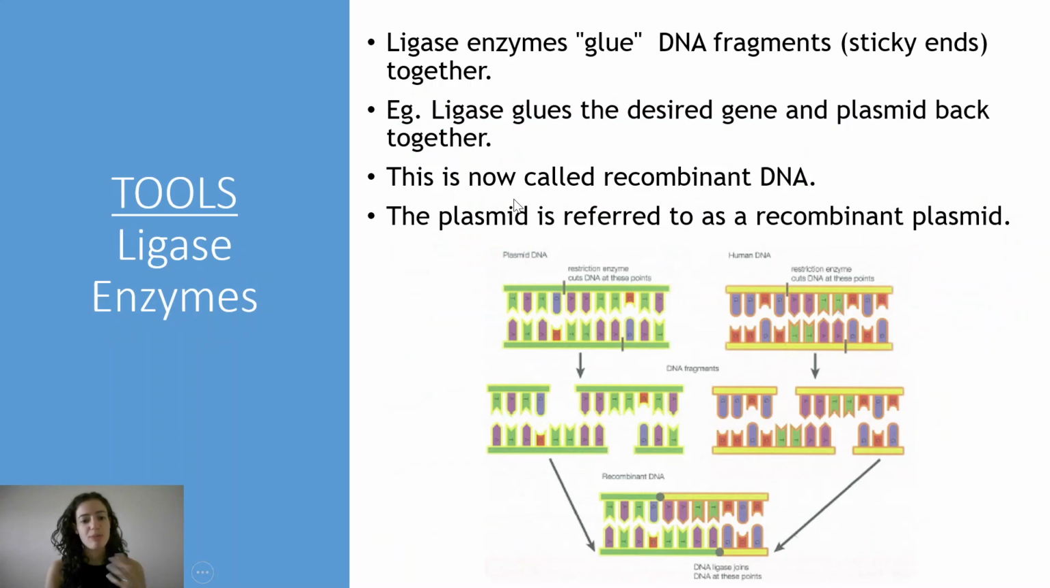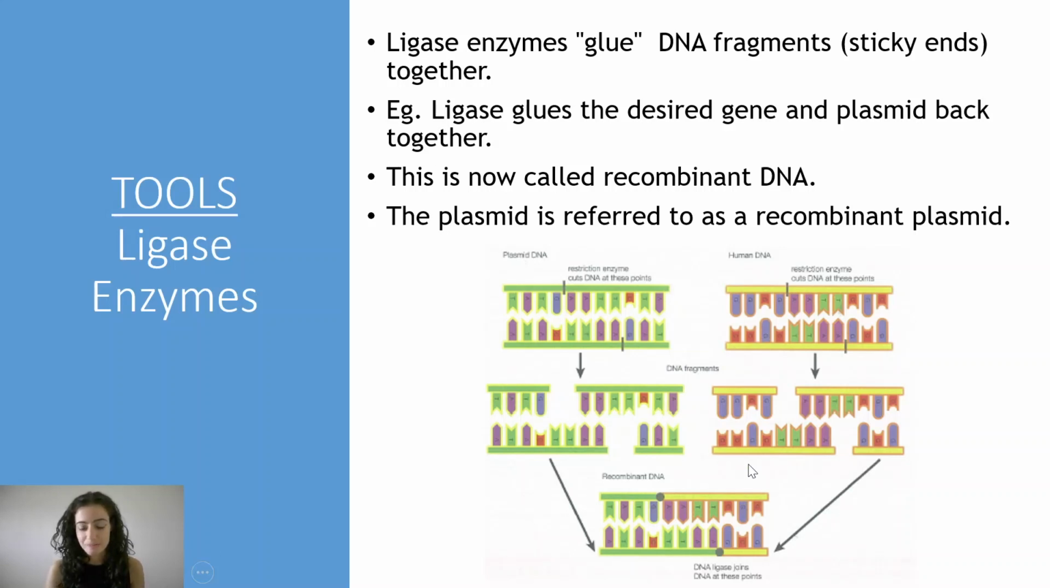Okay, we just spoke about ligase enzymes, so this is another tool. So ligase enzymes glue DNA fragments, the sticky ends, back together. So they might glue, for example, the desired gene and the plasmid back together. When we've got DNA joined together from different sources, that's called recombinant DNA. So a plasmid that has a gene of interest inserted is referred to as a recombinant plasmid.